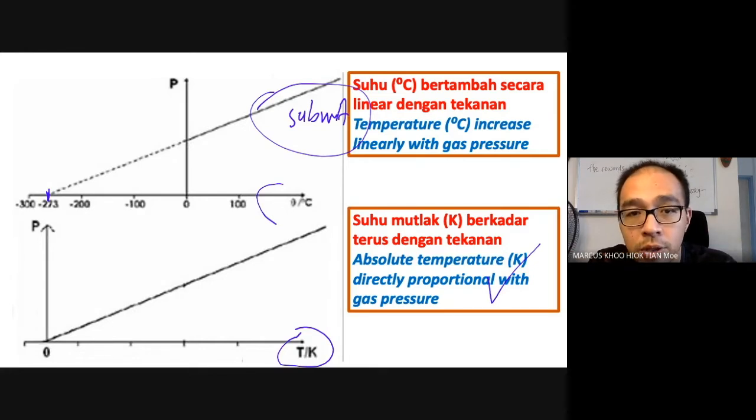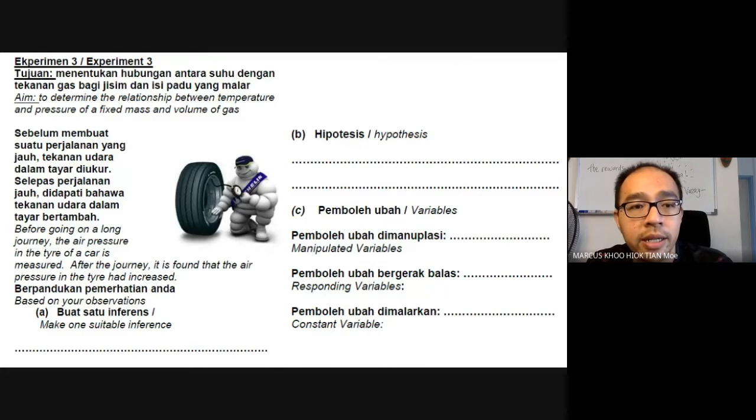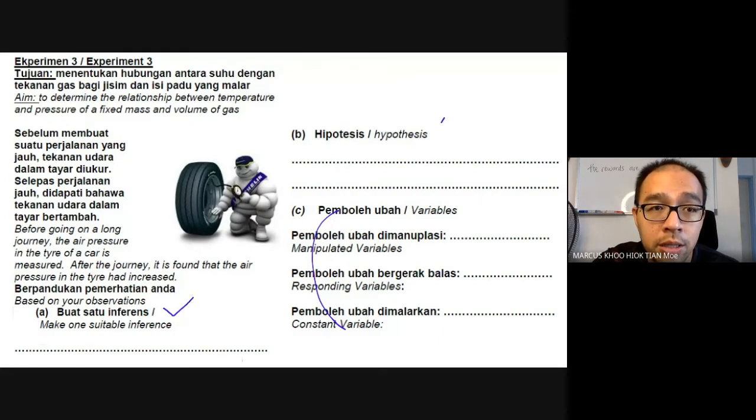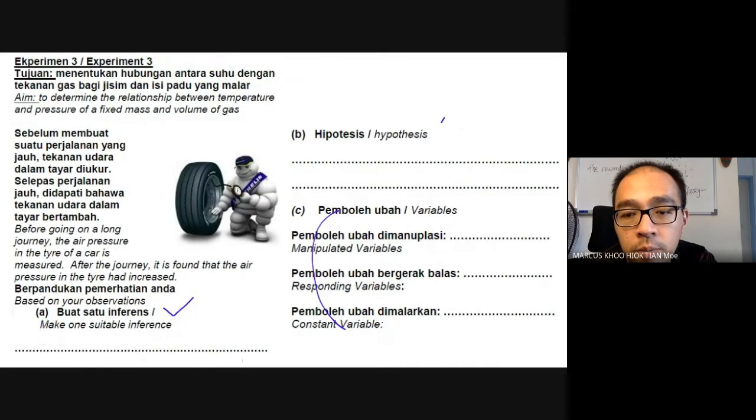Let's take a look at this again, and we're going to do the same thing that we did the other day. Please write your inference, your hypothesis, and the variables. Let's build a little bit of skill. I'm going to give you 2 minutes to look at the situation. This is to determine the relationship between temperature and pressure of a fixed mass and volume of gas. State down the inference. Remember how to write the inference. State down the hypothesis and the 3 variables. Then I will call 3 people to answer this for us. 2 minutes. Pressure depends on temperature.